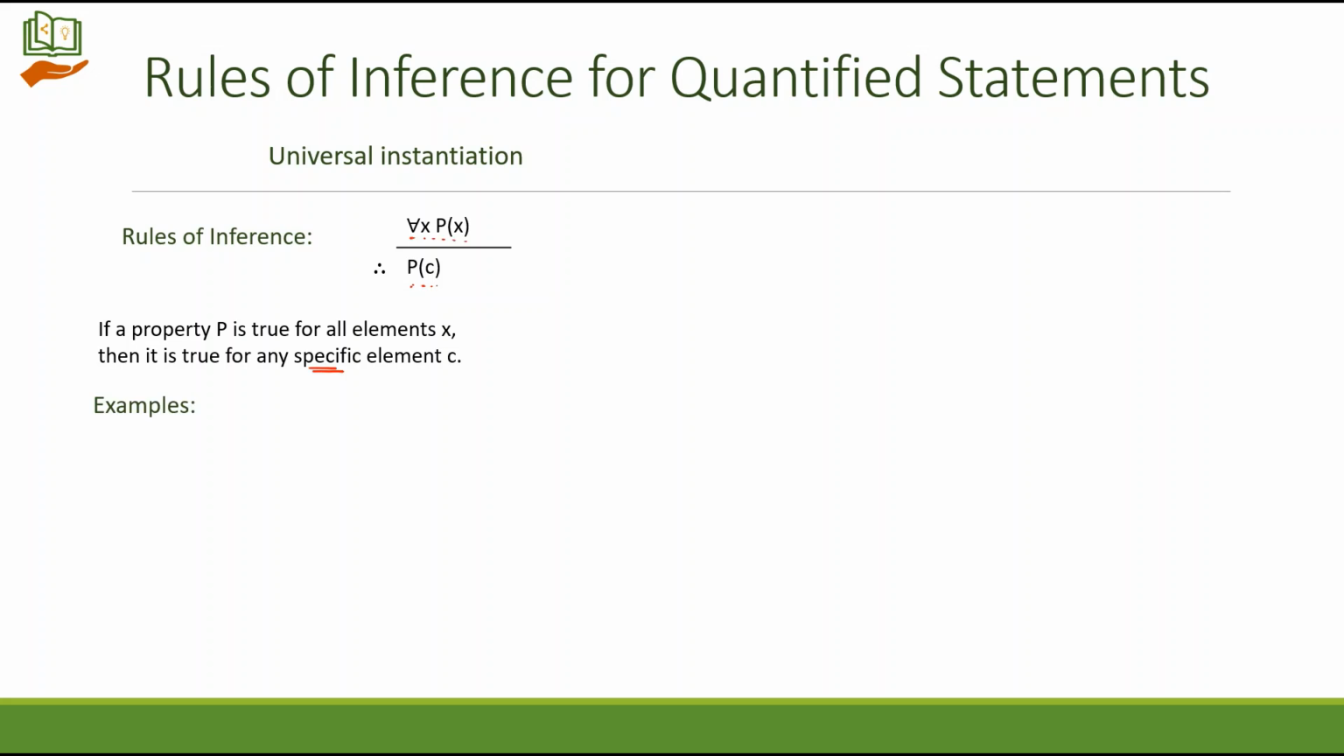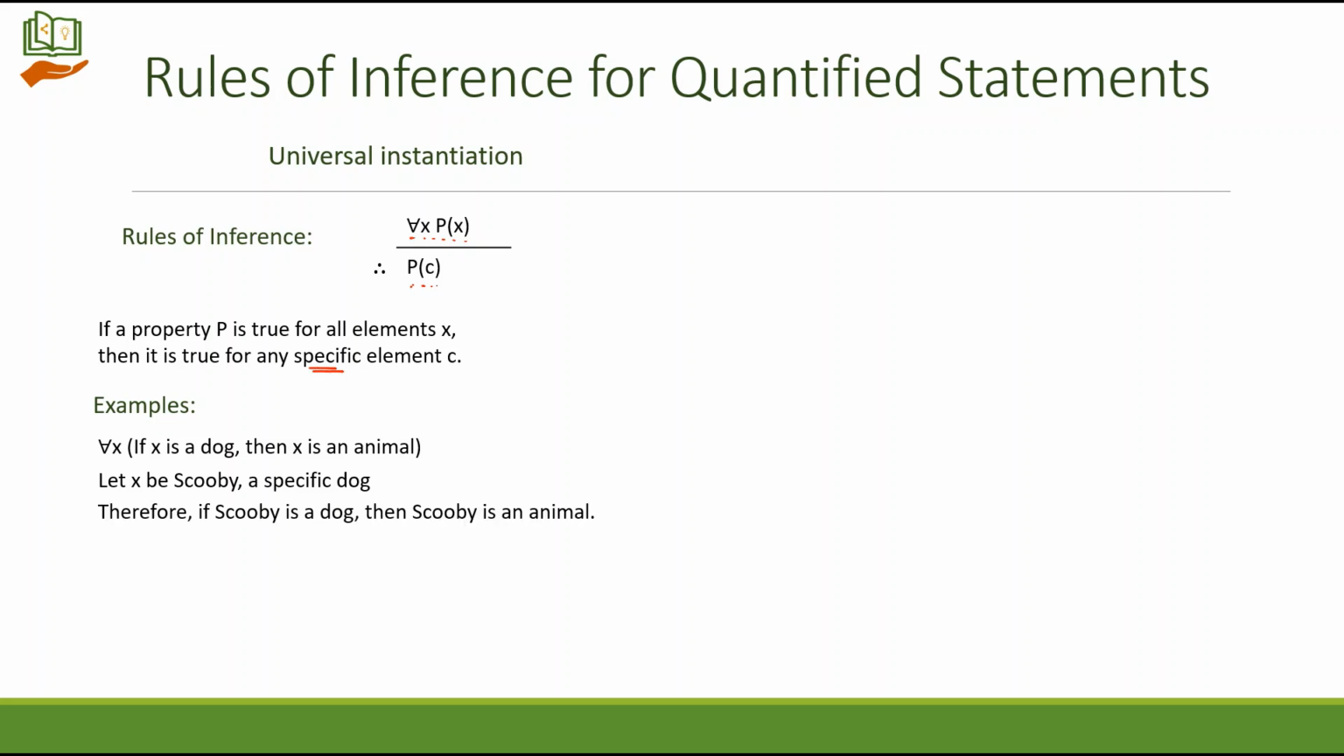Let's see some examples to understand this better. If X is a dog, then X is an animal. Let X be Scooby. It's a specific dog. Now just apply it in the statement. If Scooby is a dog, then Scooby is an animal. What is the property here? We say when something is a dog, it's an animal too. So when we have a dog named Scooby, a specific dog, it is applicable even to Scooby, is what they say. This is a general example.